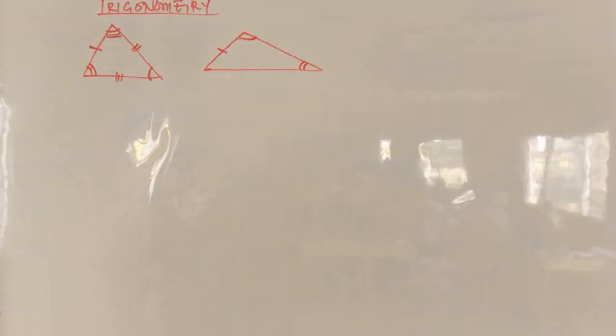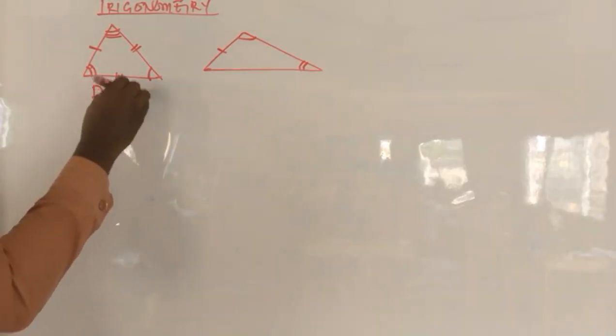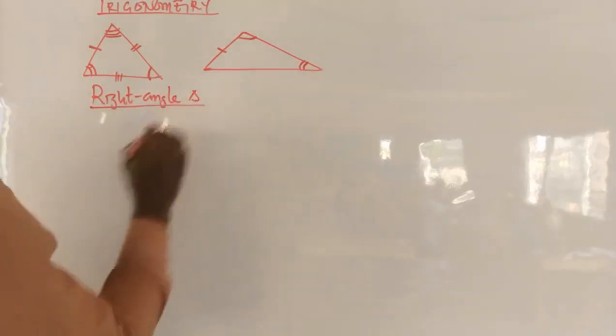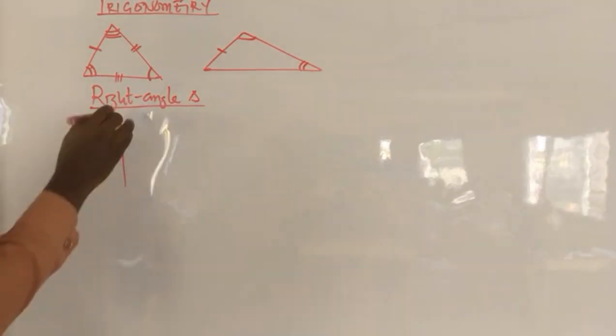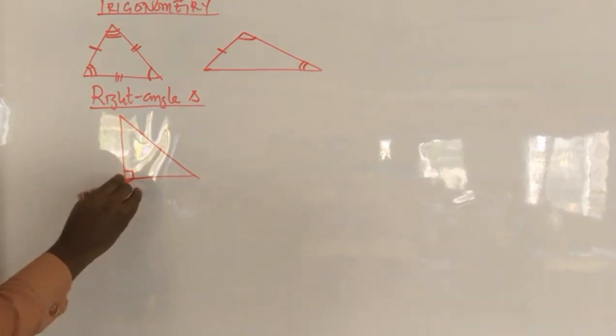So we'll classify triangles into 2 for this lecture. The first one is a right angle triangle. A right angle triangle is a triangle whereby one of its interior angles is right, 90 degrees.